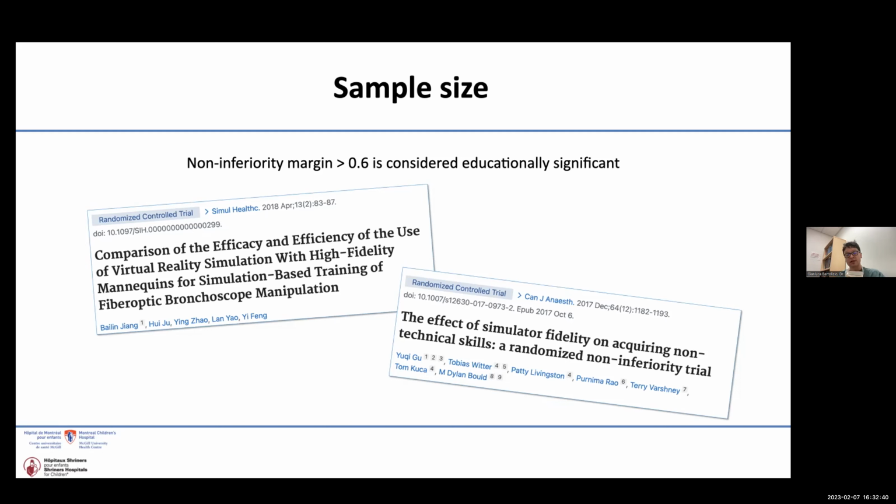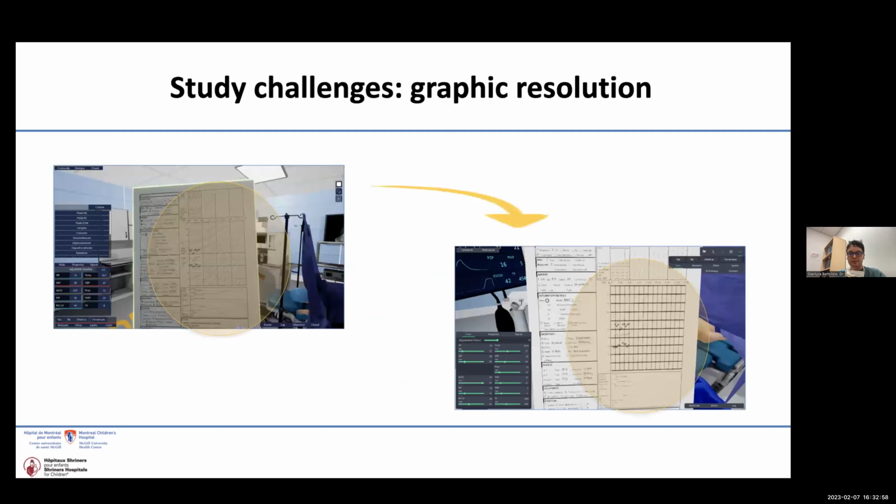So if there is a difference of more than 0.6 points between the 2 groups, it means that one of the groups, in this case the VR we're expecting, will not be non-inferior. And based on this sample size, we are expecting to need about 8 trainees per group. So that said, what are the challenges that we faced?